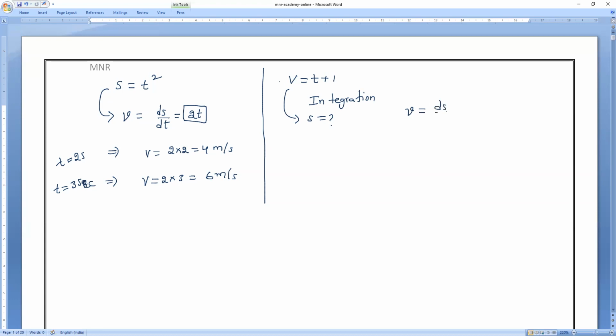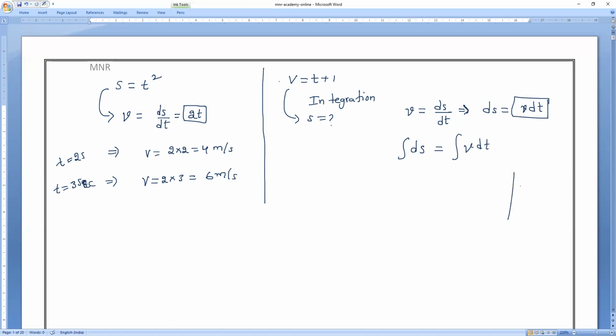V is equal to ds by dt. Yesterday I made the substitution form. So make this dt come to this side. What will it become? ds is equal to v into dt. That is what. Now apply the integration on both sides. So integration of ds is equal to integration of v dt. Is it okay, Pradosh?